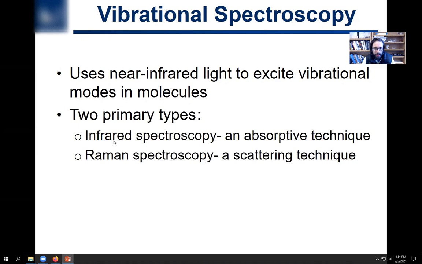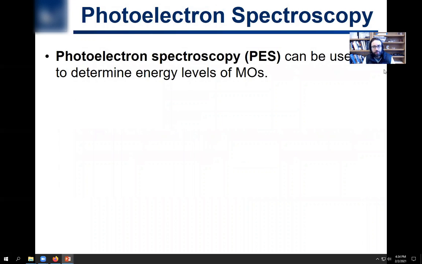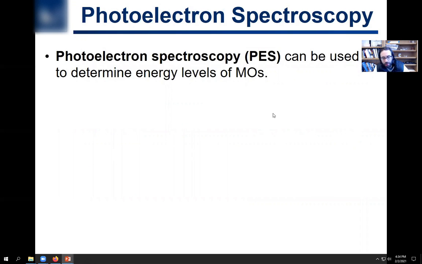There's two flavors of this, right? We learned about infrared spectroscopy, which was an absorptive technique, and Raman spectroscopy, which was an effect that arose from light scattering off of molecules, okay? But now on to the meat of the video, which is about photoelectron spectroscopy, abbreviated as PES.